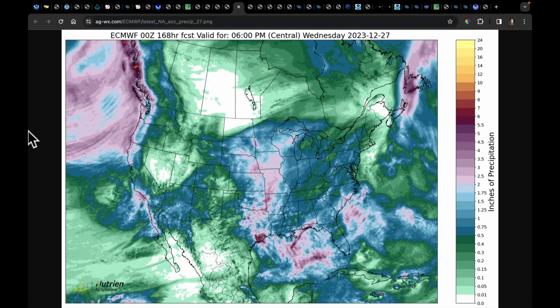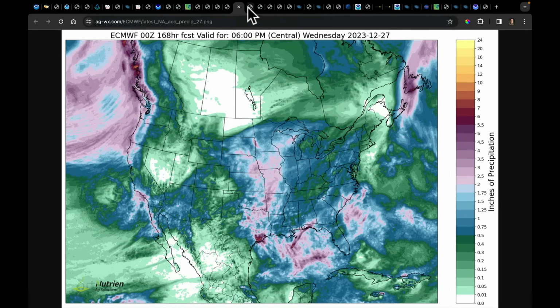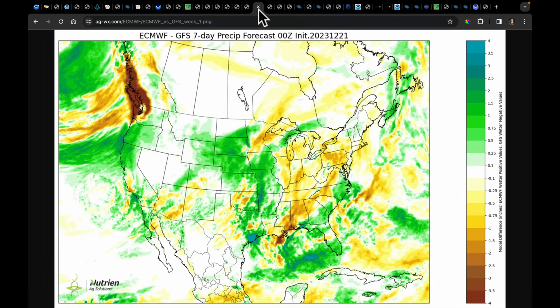Ready? That is the European model 7-day total accumulated precipitation. So this gets us out there to 6 p.m. on Wednesday the 27th. This is the same forecast from the GFS. So look at the differences there. One much farther east than the other, right? The GFS wetter east. And you can even see it when I compare it. Notice how much wetter the GFS is here.